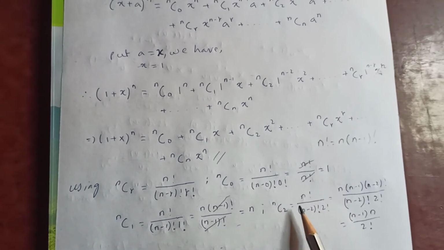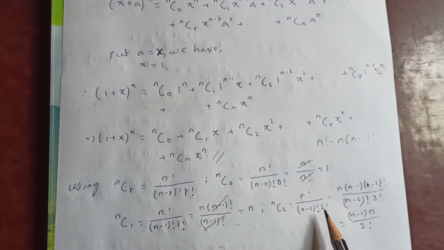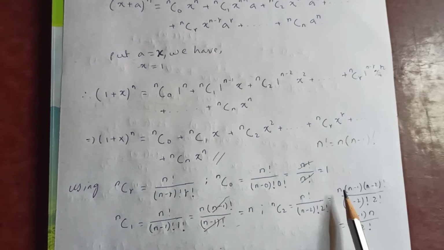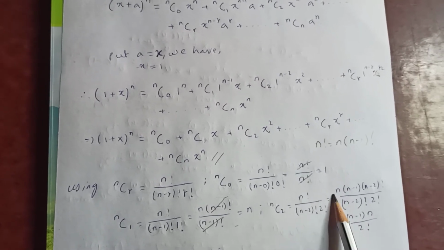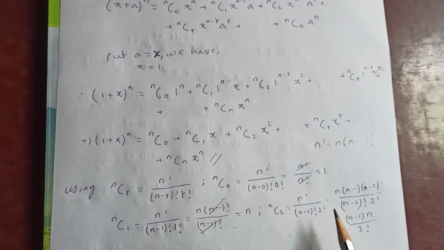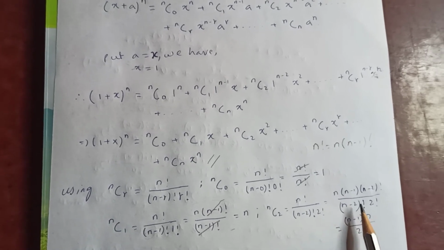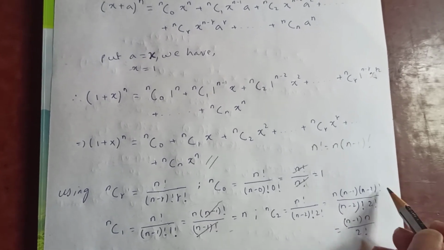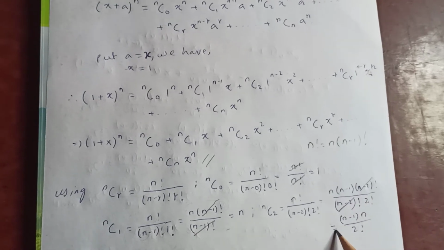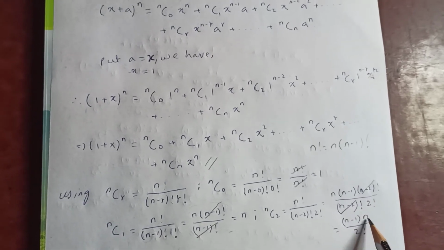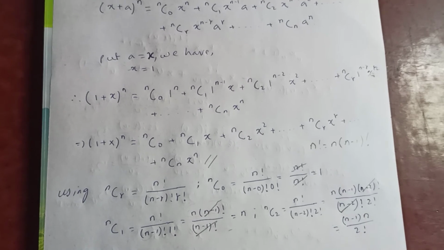Now nC2 is n factorial by (n minus 2) factorial into 2 factorial, which is n factorial written as n into (n minus 1) into (n minus 2) factorial, upon (n minus 2) factorial into 2 factorial. Now these two cancel out, so we are left with n into (n minus 1) upon 2 factorial.